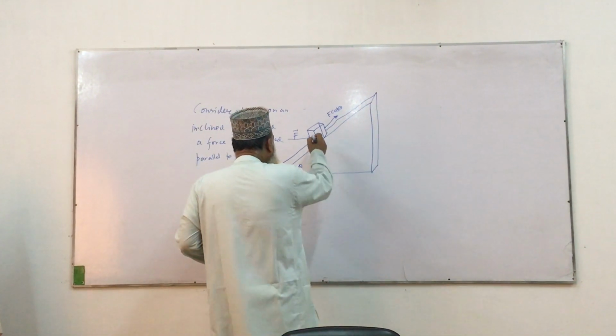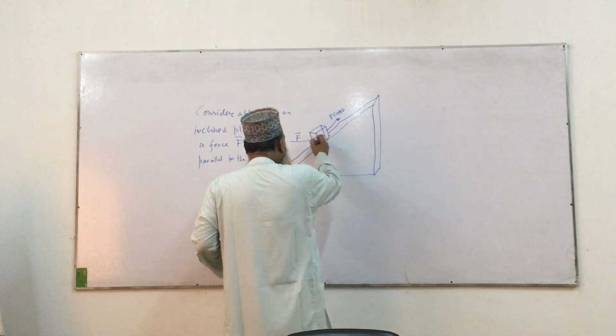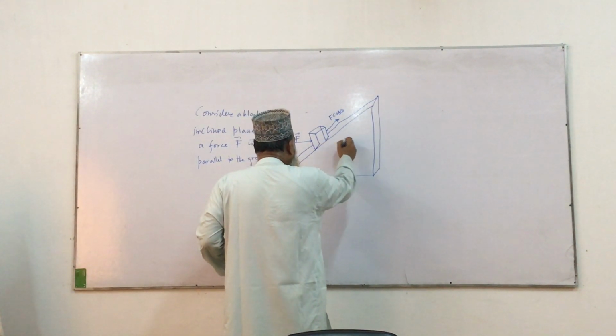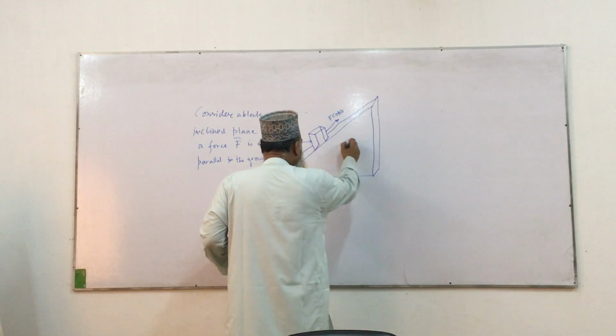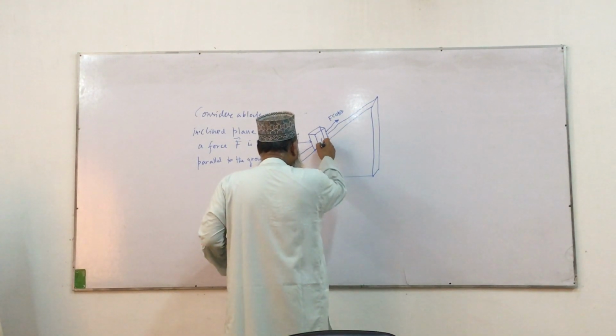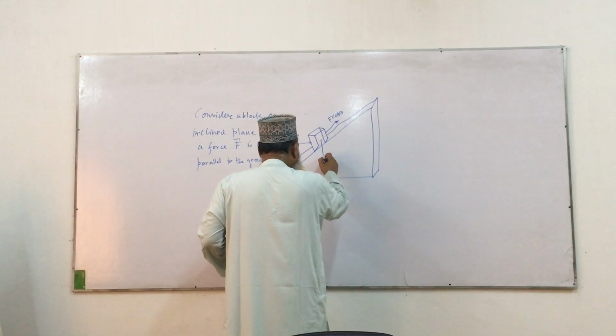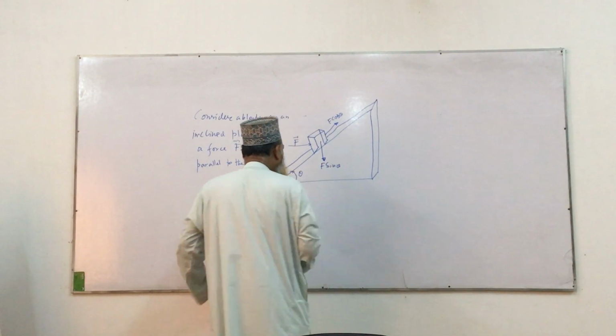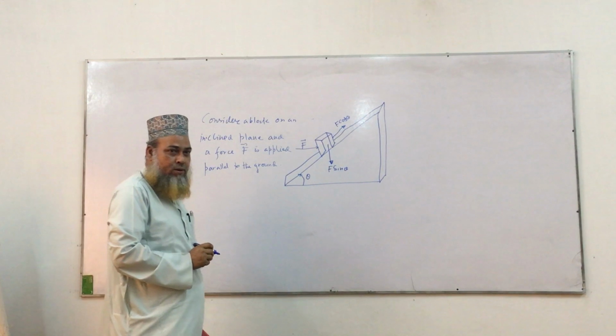And there is another component which is perpendicular. If I prolong this, this will go this way and work downward. This is F sin theta. Right?